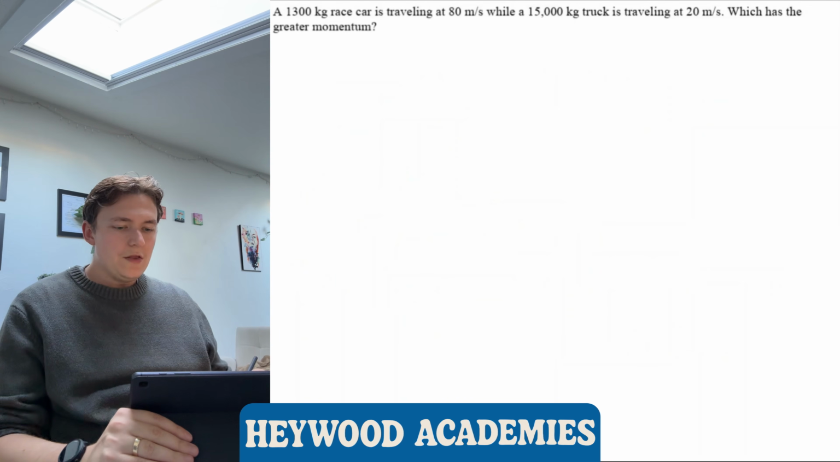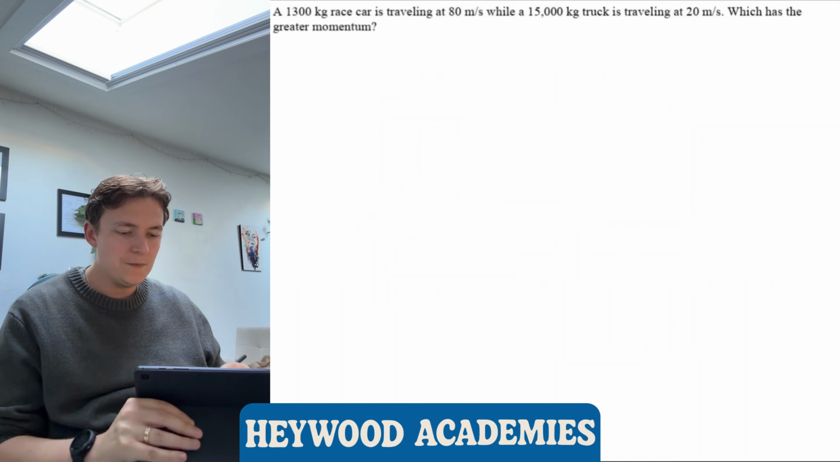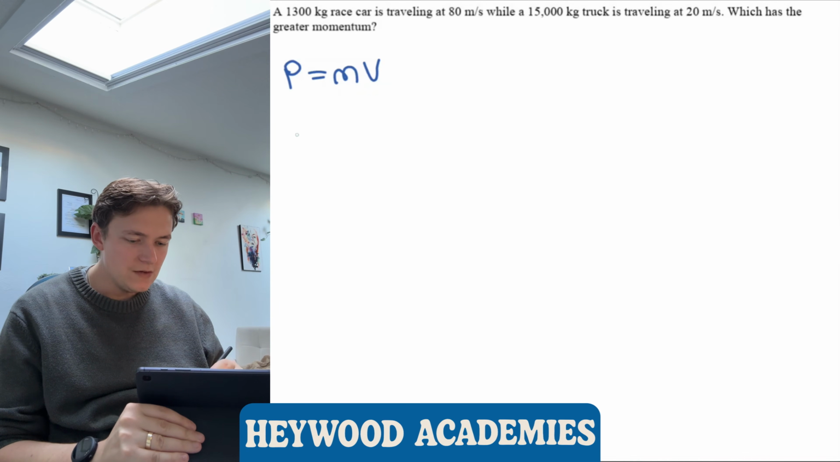Okay, a 1,300 kilogram race car is traveling at 80 meters per second, while a 15,000 kilogram truck is traveling at 20 meters per second. Which has the greater momentum? So let's use our momentum equation as mass times velocity. We can plug in both of those numbers for both cases and then see which one is bigger. So we got 1,300 kilograms at 80 meters per second.